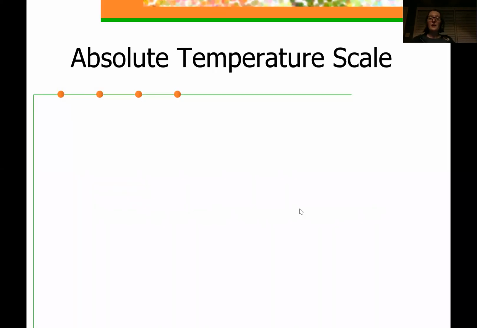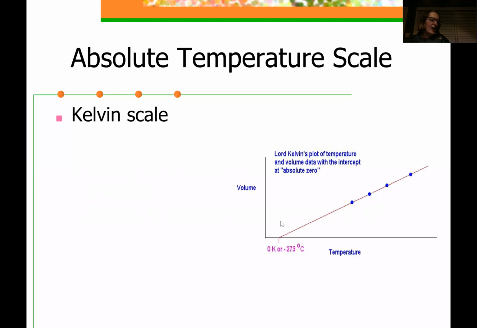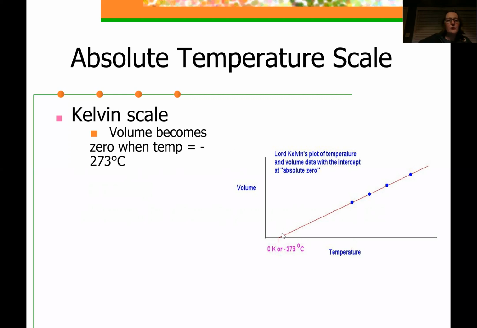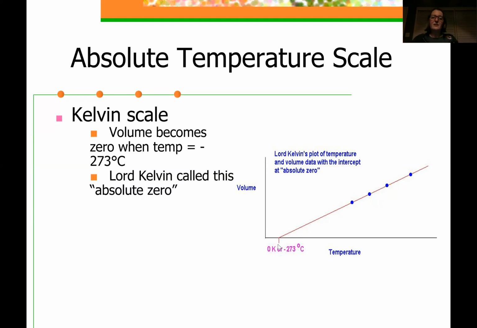However, when we're dealing with gas laws, we're going to use what's called the absolute temperature scale. This is referred to as the Kelvin scale. What we know is that volume becomes 0, meaning the absence of movement, the absence of volume, there's nothing there, when temperature reaches negative 273 degrees Celsius. So this is extremely cold. They are not moving anymore. Those particles are done, right? And so we call this absolute 0.